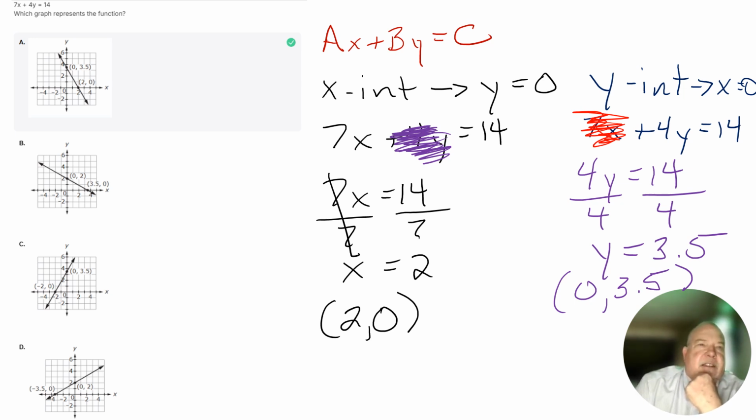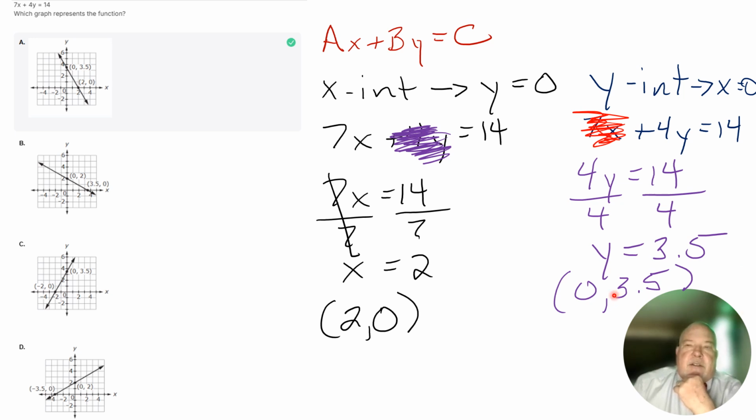And so then let's look at the x-intercept here. We're looking for an x-intercept at 2. So that one's got an x-intercept at 2. And really, that's the only one. So right away, I know that's the answer. A is the only one that's got an x-intercept of 2. This one has an x-intercept of 3.5. This one has an x-intercept of -2. This has an x-intercept of -3.5.